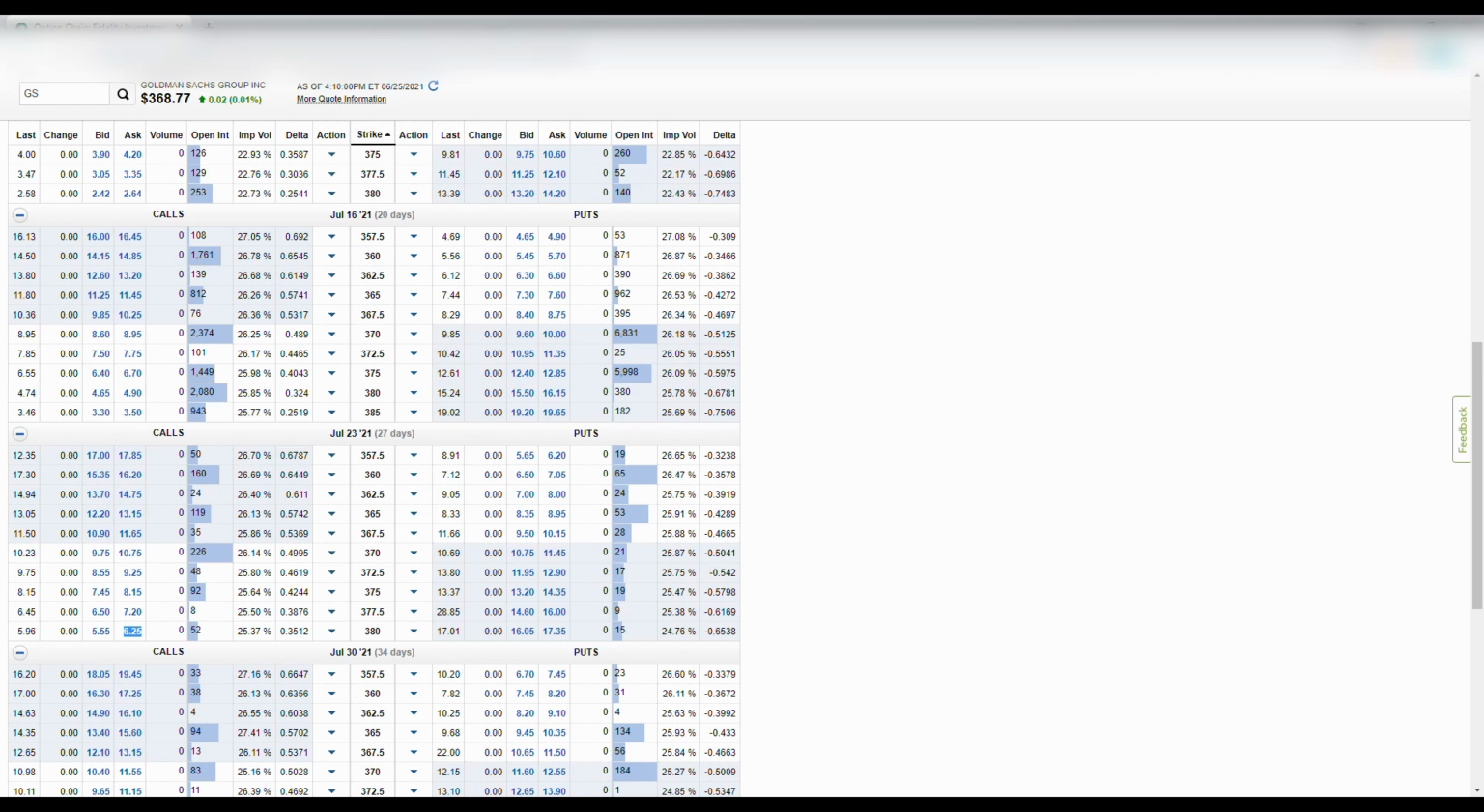Another disadvantage of writing a covered call is that in the event that the price of Goldman Sachs goes above the sum of the strike price and the dollar value of the premium that I receive on a per share basis, which in my previous example would be $386 per share, at that point, it would have been better for me to have just held on to the underlying security without writing the covered call.